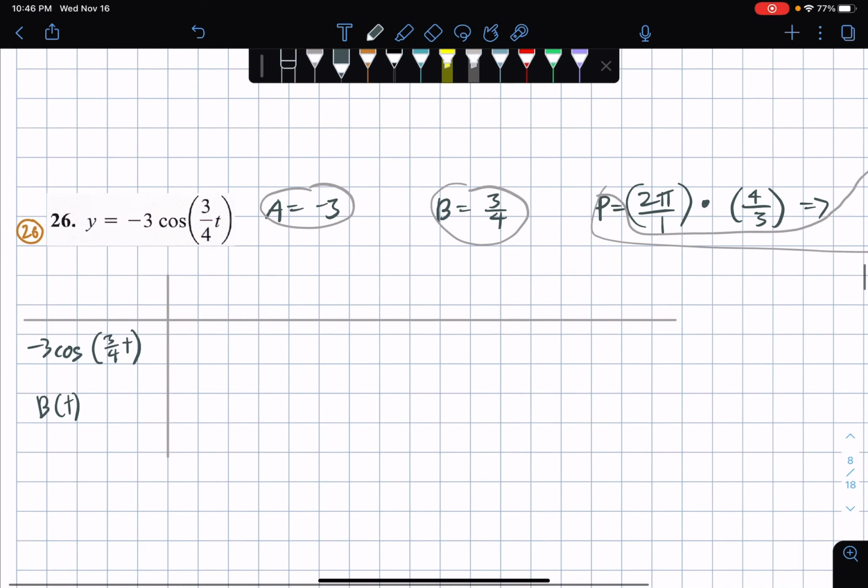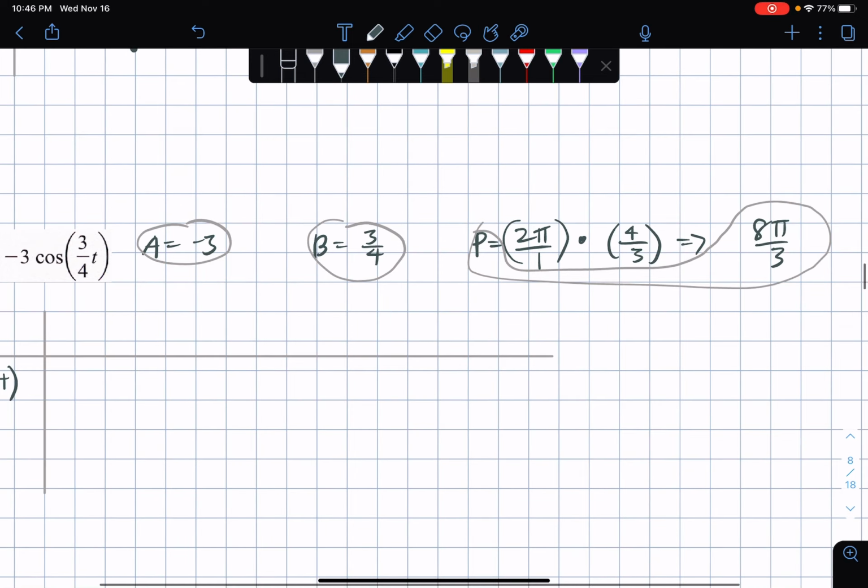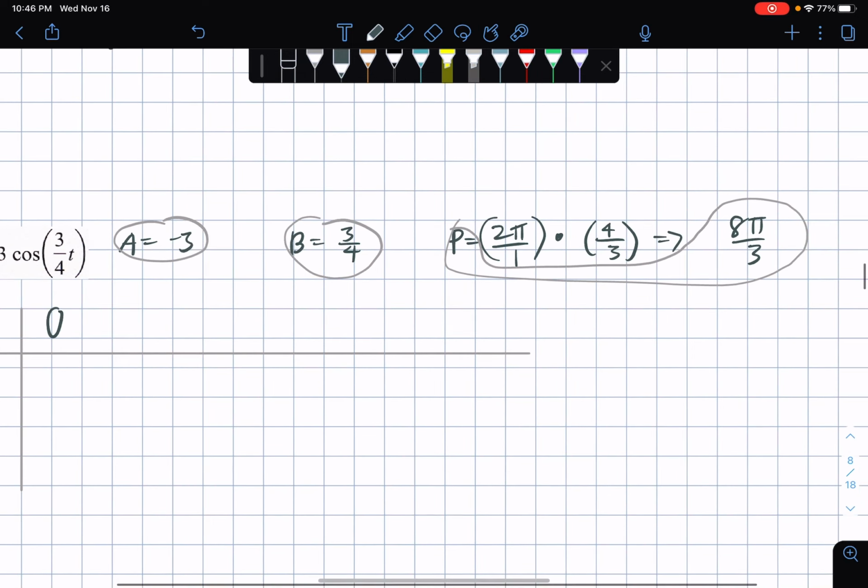Okay, so with that, let's write t over there. We start with 0. We end with 8 pi over 3. 8 pi over 3 divided by 2 is 4 pi over 3. 4 pi over 3 divided by 2 is 2 pi over 3. So the denominator for this value here is still 3.